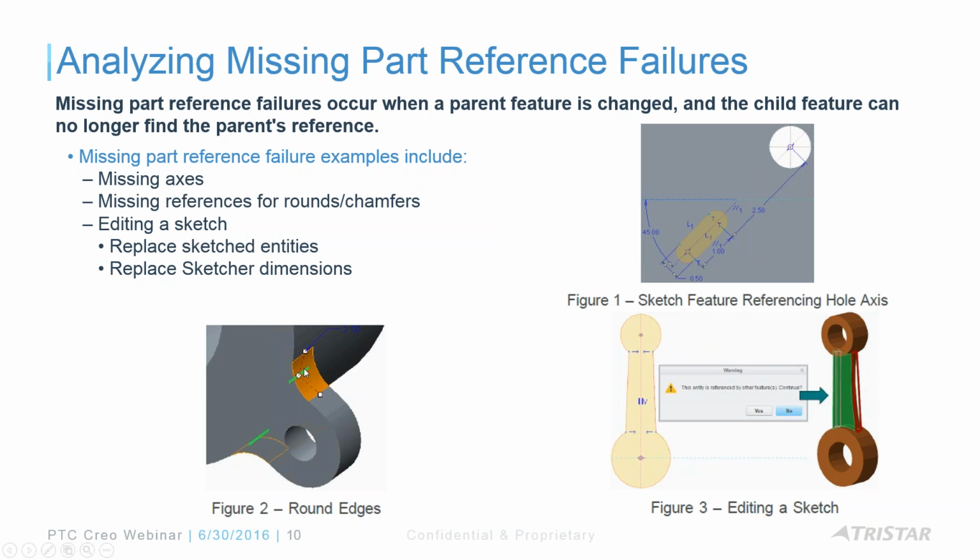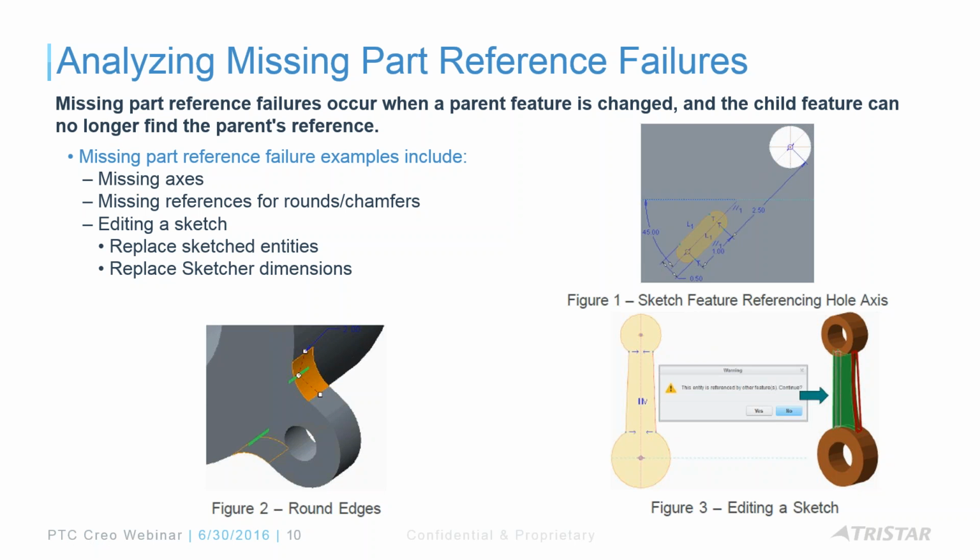In this example, this round is on the edge of this ear. If something happens to that ear and it's no longer there, the round is going to be missing a reference. It's going to fail. Even in Sketcher, if I change this line to some other shape by sketching another entity, there's a good chance that it will cause a failure, because there's a good chance that it has children. If you ever get this message, "this entity is referenced by others, continue?" and you say yes, that means there are children, and there's a pretty good chance that you're going to have a failure, which you're then going to have to resolve.